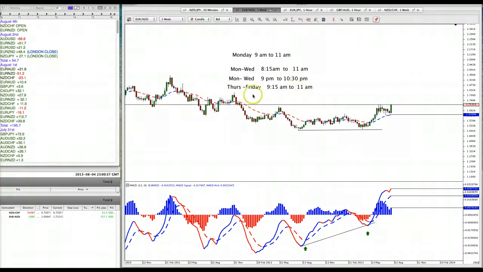to 11 a.m. There's no Thursday Asian session, and of course Friday the markets are closed, so we stay open till around 11 a.m. Sometimes we'll go through 12 or 1 o'clock in the afternoon. Just depends on what's happening in the markets.